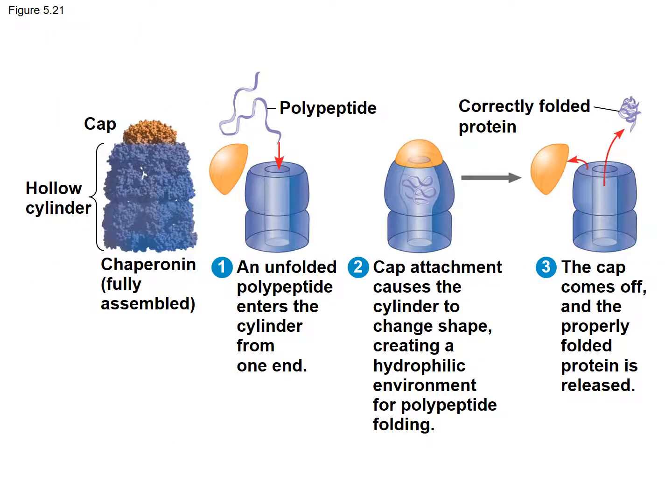What you have, the chaperonin, is a collection of proteins that opens up and a polypeptide enters in. Polypeptide goes in, cap goes back on, and the proteins in here push and pull and then fold everything correctly.